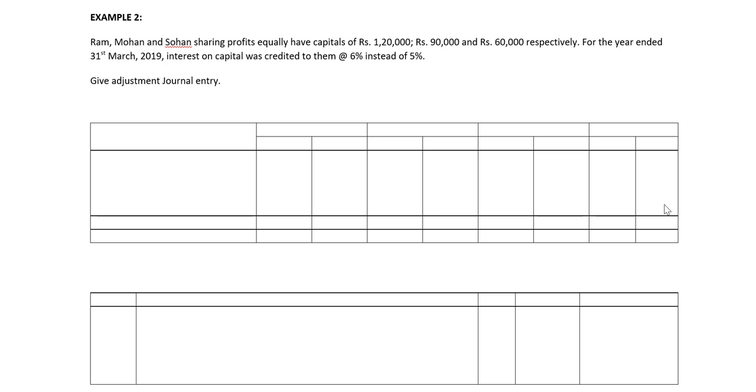The error in this case is that the interest on capital has been allowed at 6% instead of 5%. So extra 1% interest on capital has been allowed. Our approach would be to reverse the 1% interest on capital that has been allowed. Let's begin with the working note.